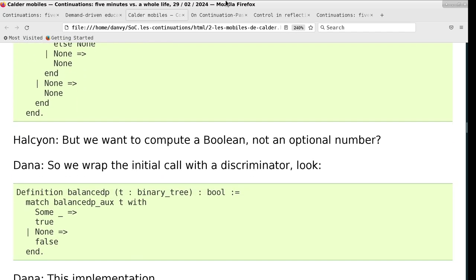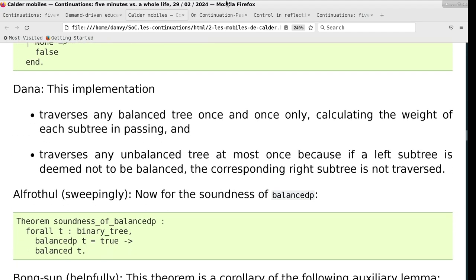But we want to compute a boolean, not an optional number. So we wrap the initial call with a discriminator. If it returns some weight, the tree is balanced. Otherwise, it is not balanced, so we return false. This implementation traverses any balanced tree once and once only, calculating the weight of each subtree as it passes, and traverses any unbalanced tree at most once, because if the left subtree is deemed not to be balanced, the corresponding right subtree is not traversed.